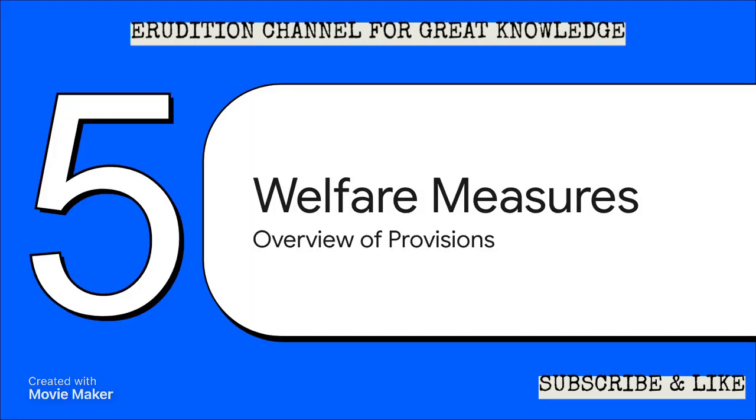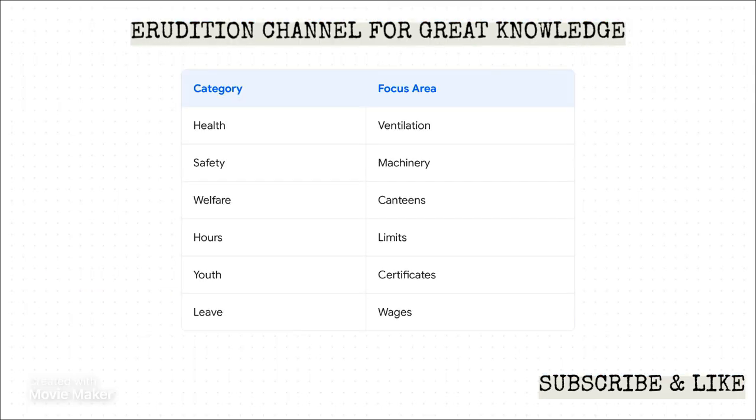Finally, Part 5, Overview of Welfare Measures. So now that you know exactly who is enforcing the rules, the inspectors and the surgeons, what exactly are the rules they're enforcing? Well, the Act takes care of workers across several aspects: health in the working environment, safety including hazardous processes, general welfare, working hours for adults, employment rules for young persons, and annual leave with wages. This is your high-level checklist. Jot these 6 categories down right now because we are going to cover every single one of these topics in granular detail in our next explainer.